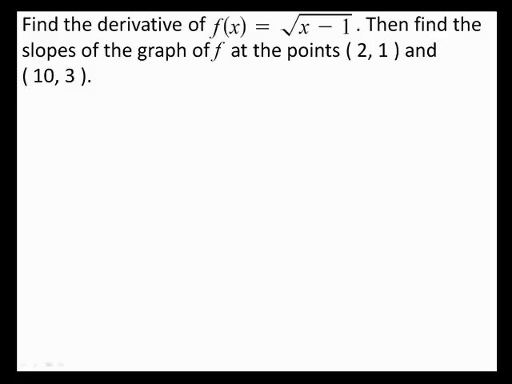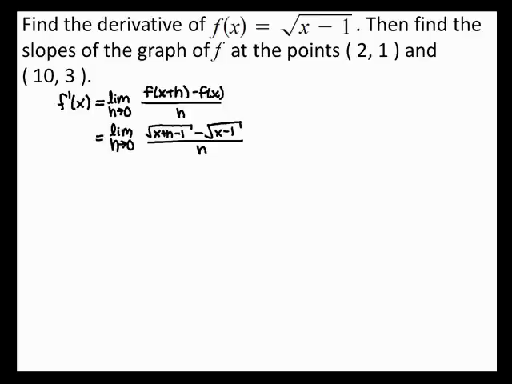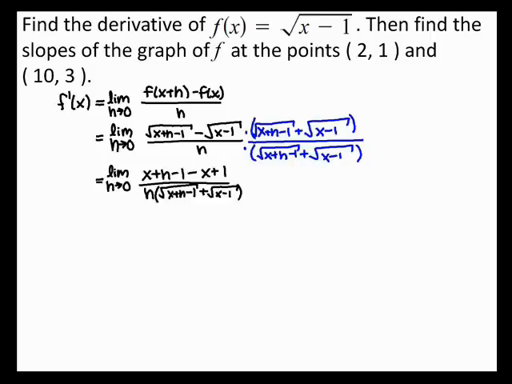Find the derivative of f(x) = the square root of x minus 1. Then find the slopes of the graph of f at the points (2, 1) and (10, 3). To find the derivative, use the formula: the derivative is equal to the limit of (f(x + h) minus f(x)) divided by h as h approaches 0. Substitute in f(x + h) and f(x). Rationalize the numerator by multiplying the numerator and denominator by its conjugate. Simplify the numerator. Simplify the fraction.